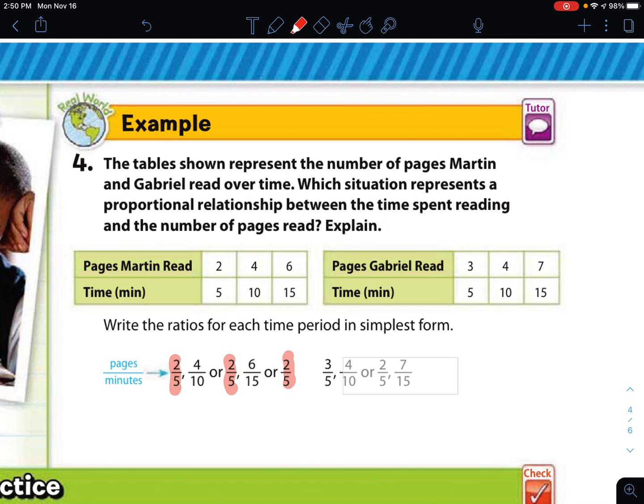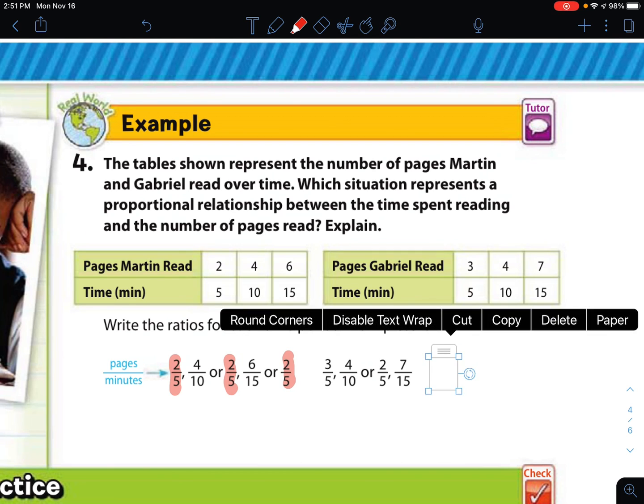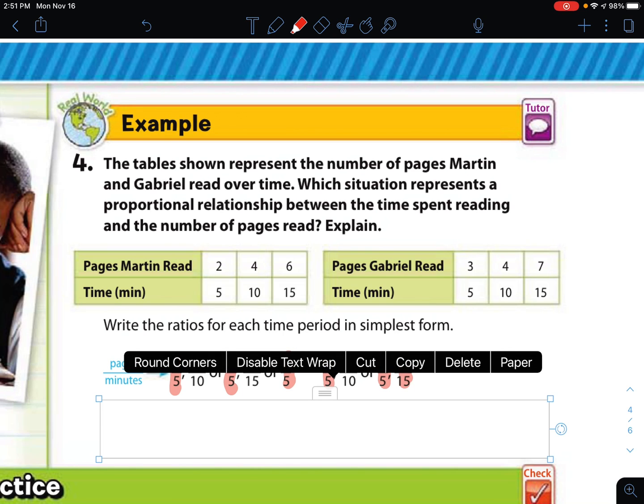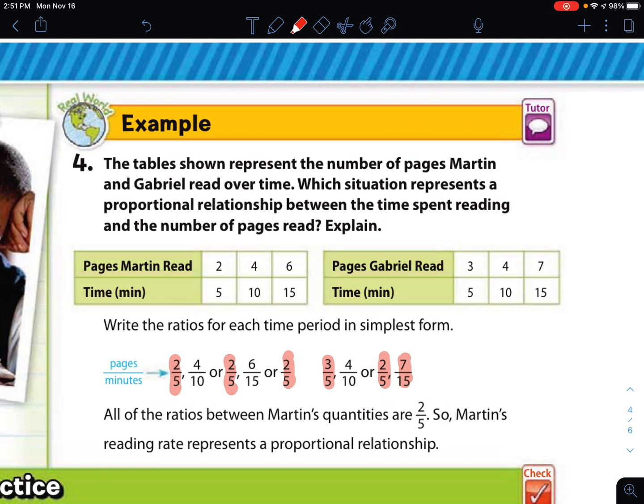On the other side, the pages that Gabriel read, you have 3/5, 4/10, and 7/15. You notice that they have different ratios. 4/10 is the same as 2/5, but it's not the same as 3/5, nor is it the same as 7 over 15. So in this case, all of the ratios between Martin's quantities are 2/5. So Martin's reading rate represents a proportional relationship. Martin's reading rate right here is the one that represents a proportional relationship.